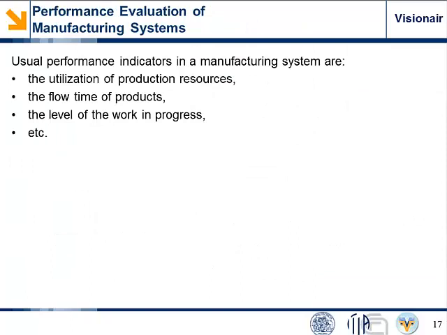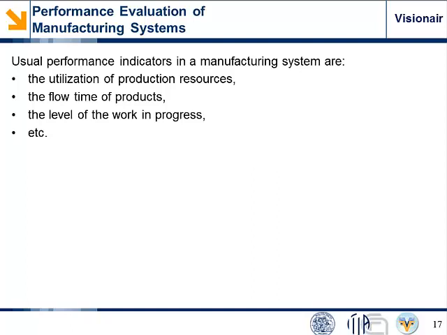We will ground on this definition to measure the performance of a manufacturing system. And well, actually, when we deal with the performance of manufacturing system, we can have different classes of key performance indicators. Usually, the most common performance indicators are the utilization of production resources. So just to know if some machine is saturated, is utilized, or stays idle for most of the time.